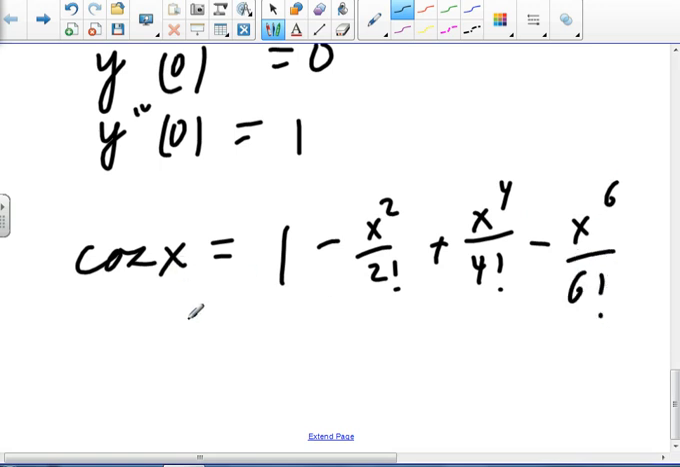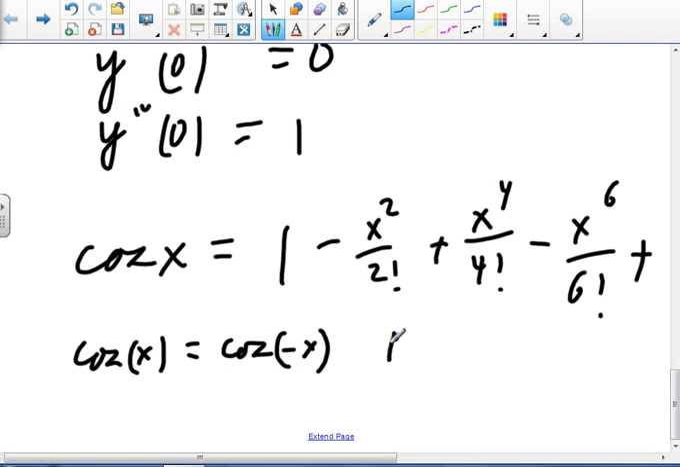Now, when you were discussing sines and cosine, you said that cosine was an even function, right? You remember that? Cosine is an even function. Well, if I look at the series expansion of cosine, all those exponents are even. So the cosine of x is equal to the cosine of minus x, and that's the definition of an even function.